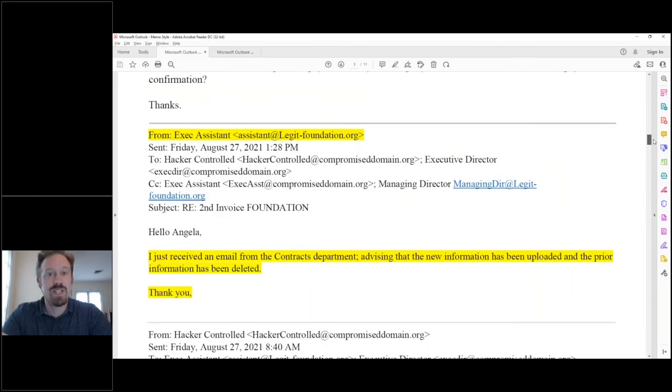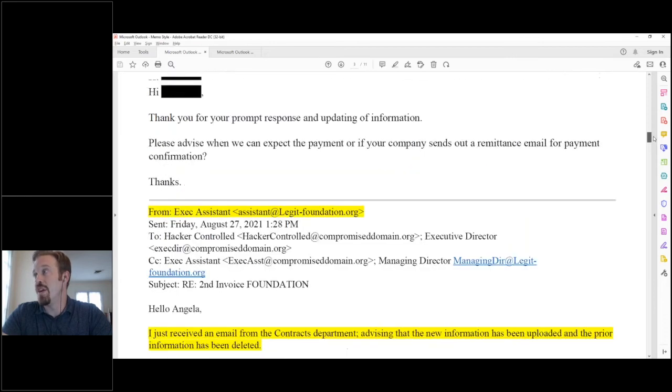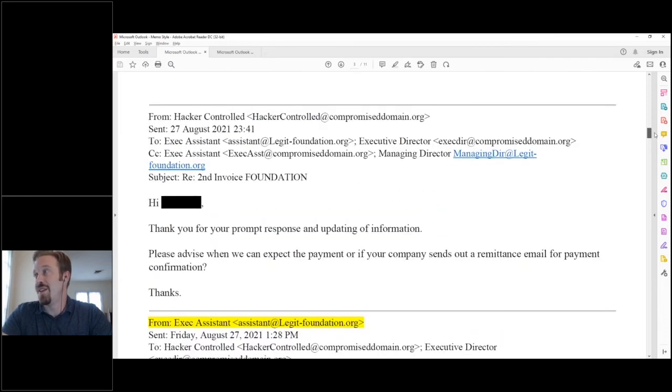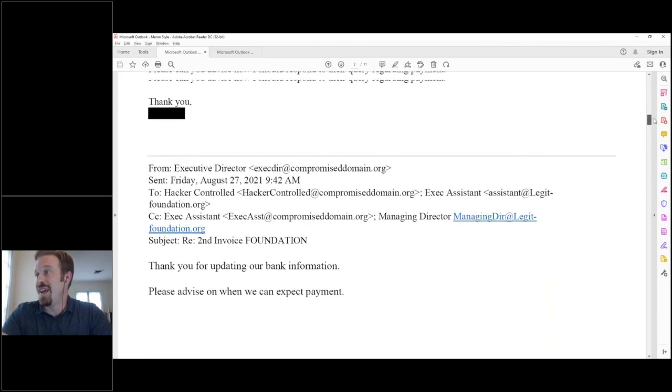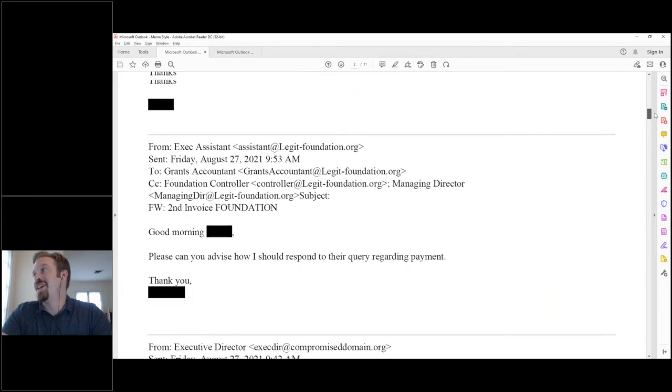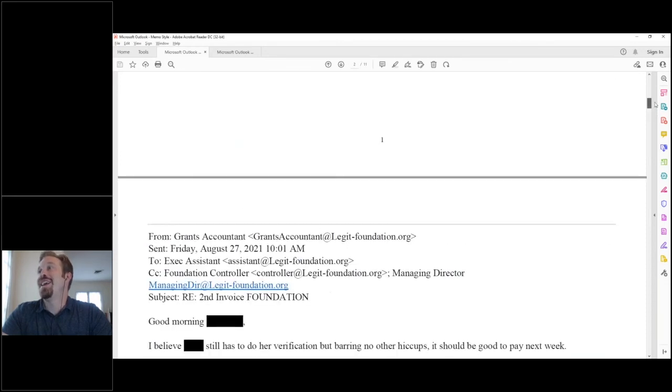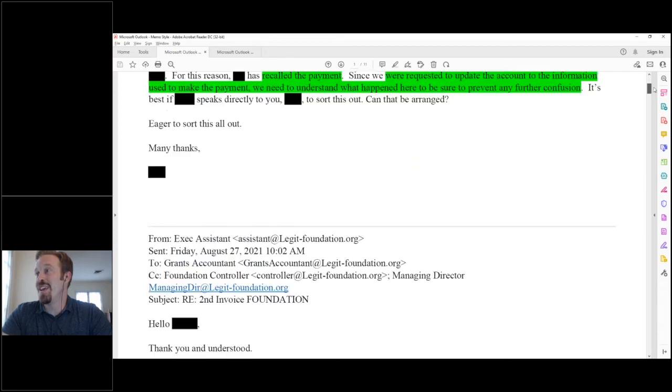The foundation received that confirmation of the updated information, and we can see the hacker following up to ask when they're going to get paid. When are they going to get paid? When are they going to get paid? So there's some urgency there.